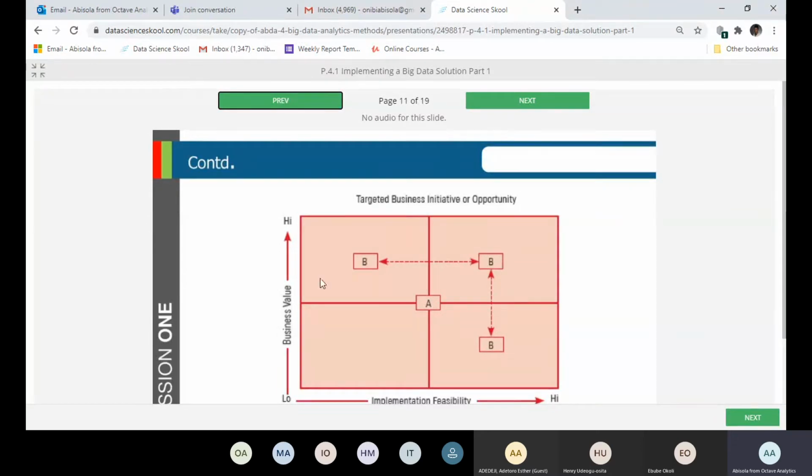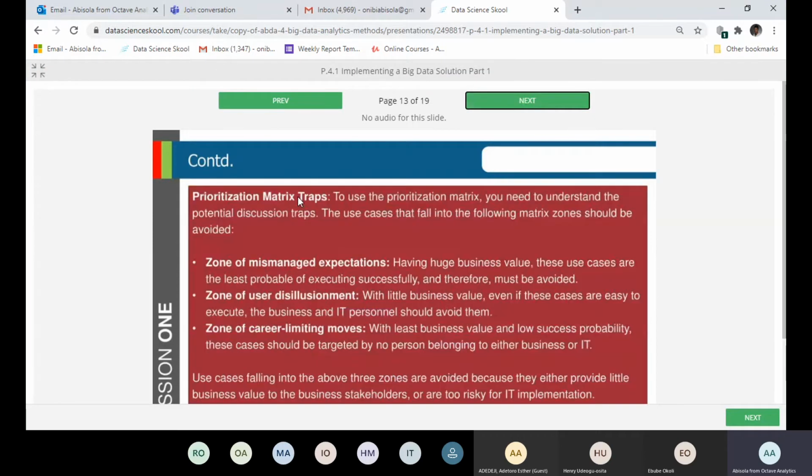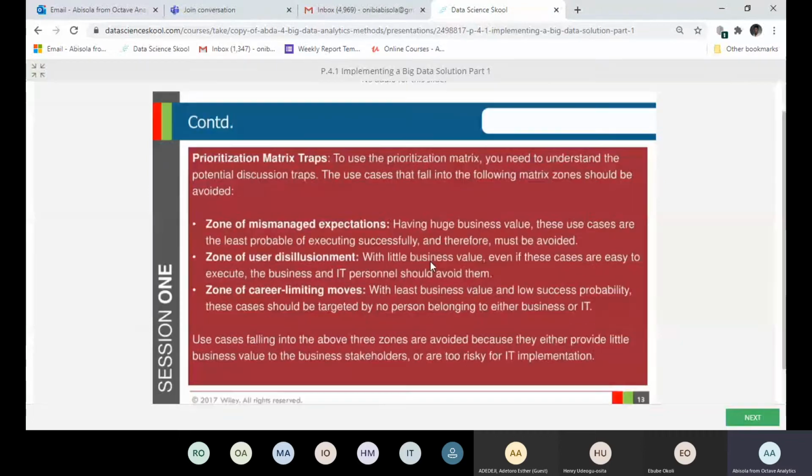So, zone of mismanaged expectations. It's those three that we are naming here. Zone of mismanaged expectations, having huge business value. These use cases are the least probable of executing successfully. They have a high business value, but you cannot execute them successfully. Their implementation feasibility is low. That is the zone of mismanaged expectations.